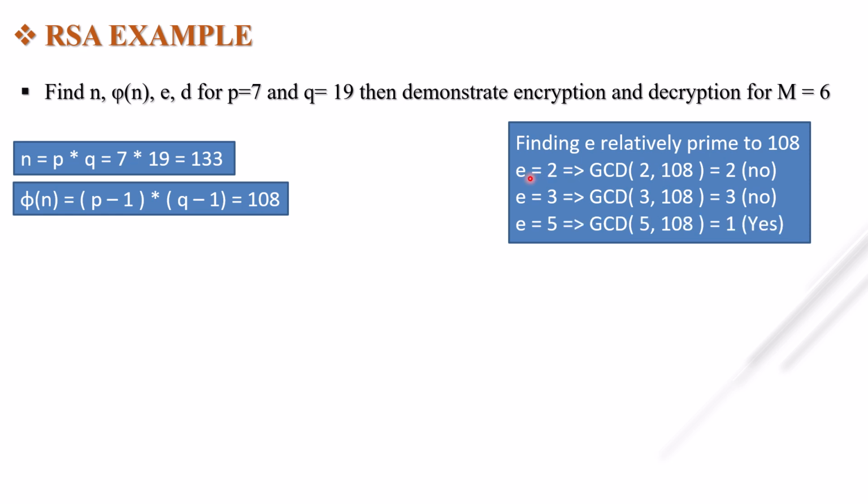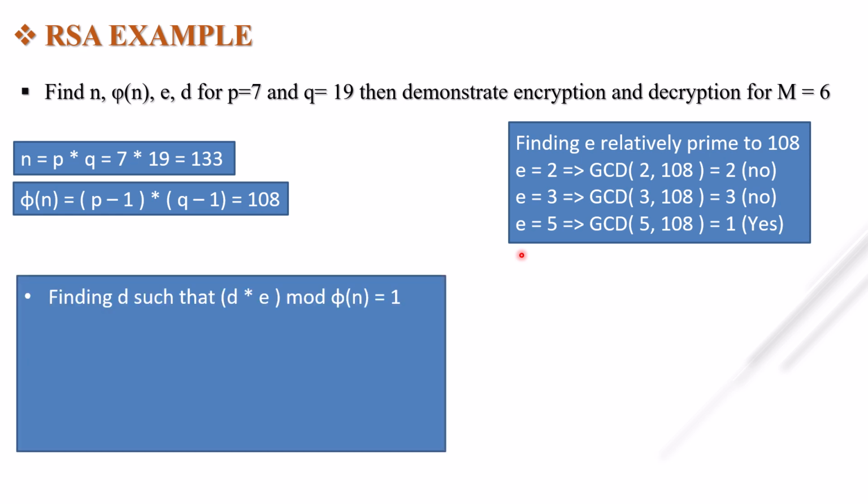If you don't get the answer by selecting 2, you are not able to get the answer with E equal to 4. Okay, now if I select E equal to 5, and if I find the GCD, or we can say the common factor of 5 and 108, that must be 1. 108 will not divide by 5, you can check. So we will select E equal to 5 because 5 is relatively prime to 108, and it is less than 108 and greater than 1. So what is our E? E is equal to 5.